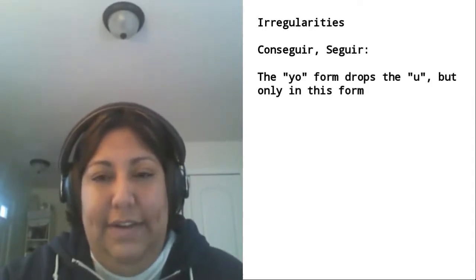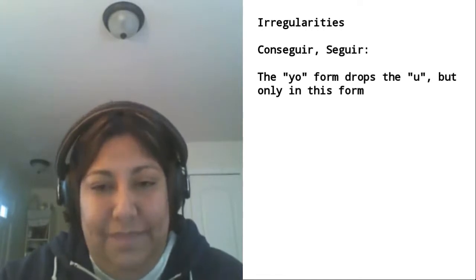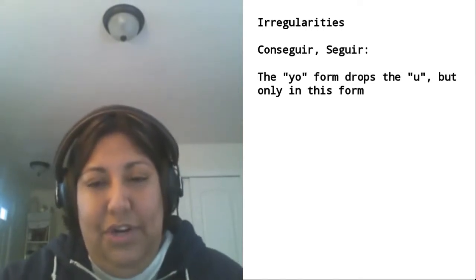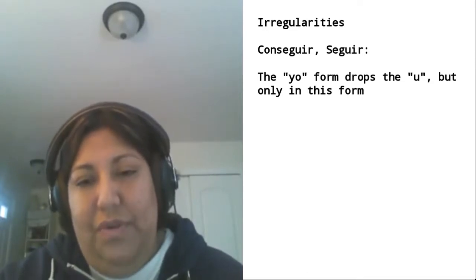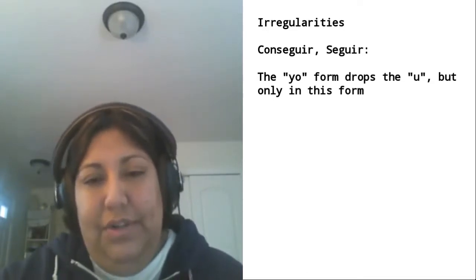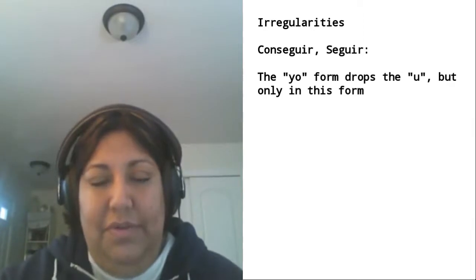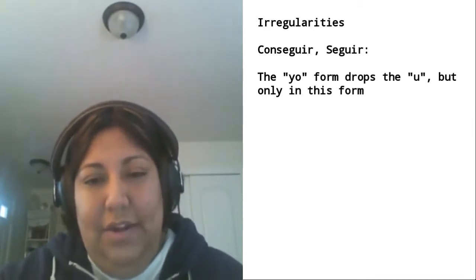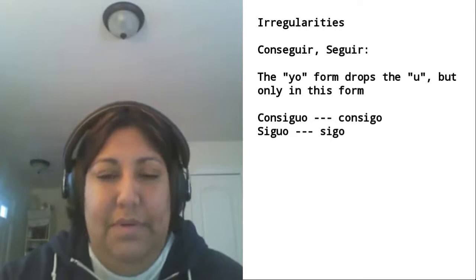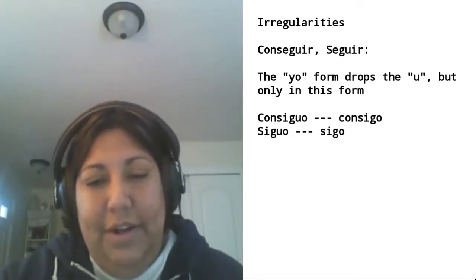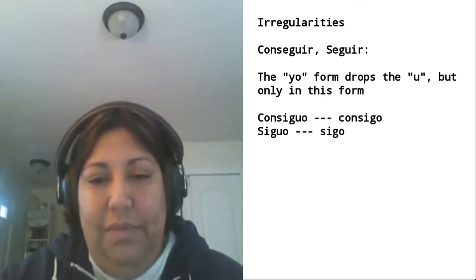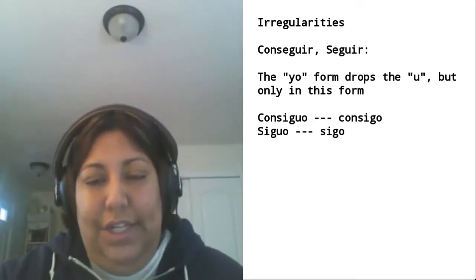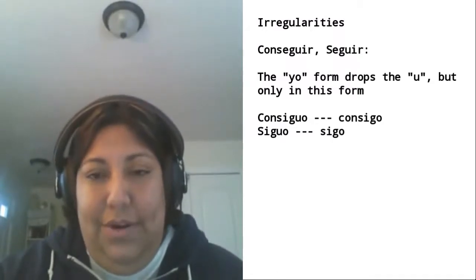For reasons of pronunciation, you're going to drop the U in the yo form for each verb. So if you follow the rules above, then you would get consiguo, but that's going to become consigo. And the same thing with seguir. Siguo, and the U drops, and it's sigo. The rest of the conjugations, like I say, are completely normal.